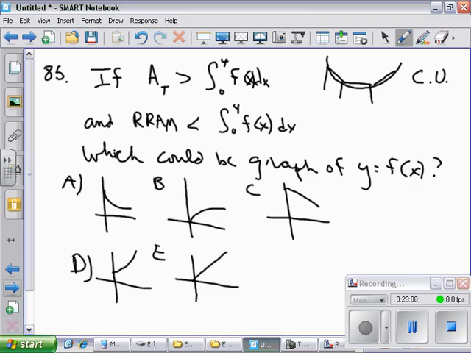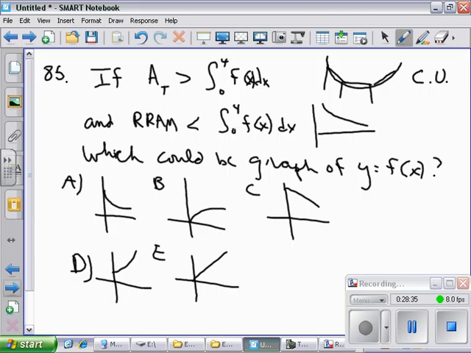And right rectangles, the right rectangle approximation gives you an under approximation. So if using the right side gives you an under approximation, what do you know about the function? Decreasing or increasing for the right? Oh, yeah. Wait, for the right, yes, it would be. I had it in my head the wrong way. Yes. Yes.